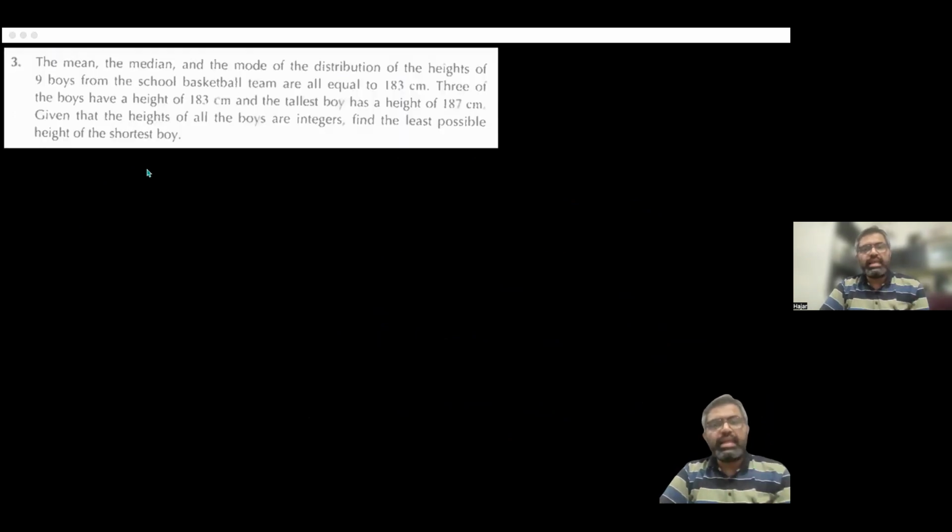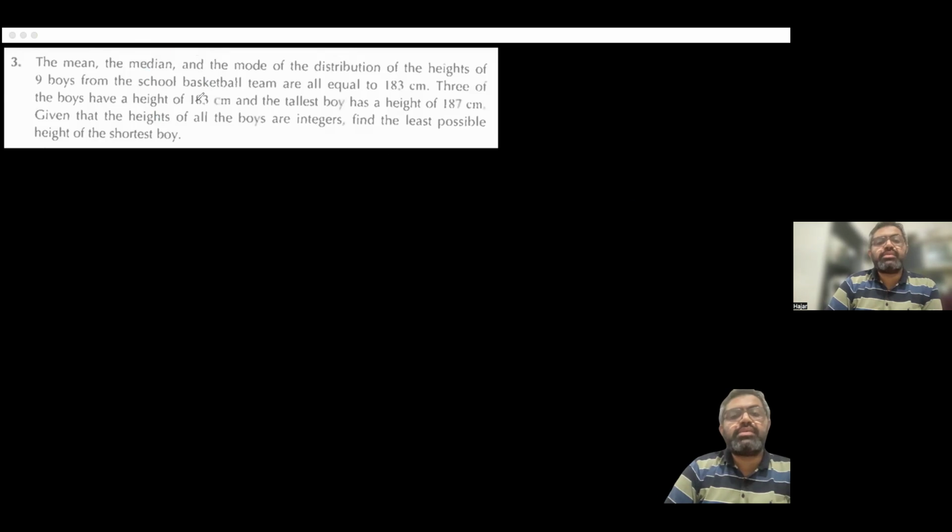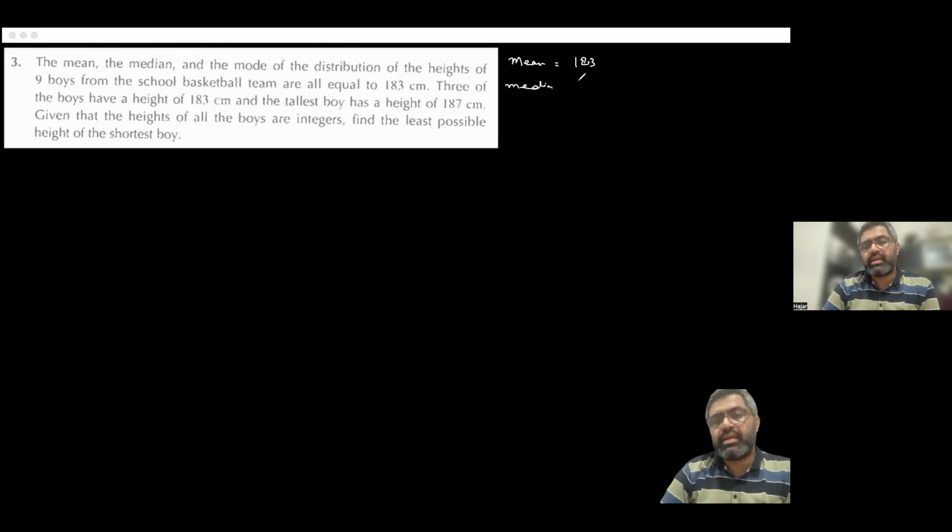So now we move on to part 3. And this needs a bit of reflection. We have to visualize the situation, what's going on over here. We have seen there are 9 students, and their mean, median, and mode are the same. Their height average is 183, so the mean value is 183. The median is 183 centimeters, and the mode is also 183.